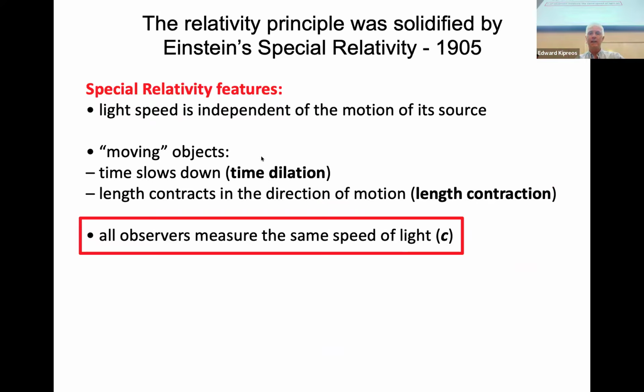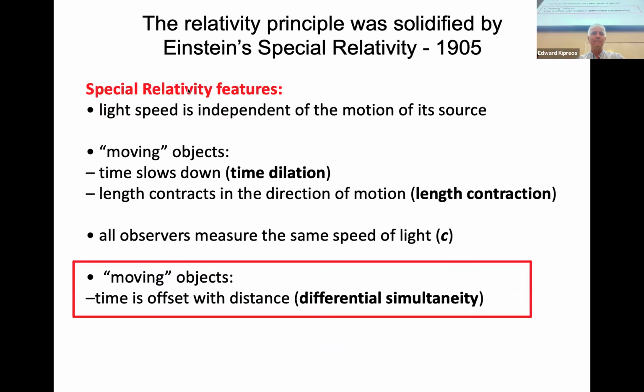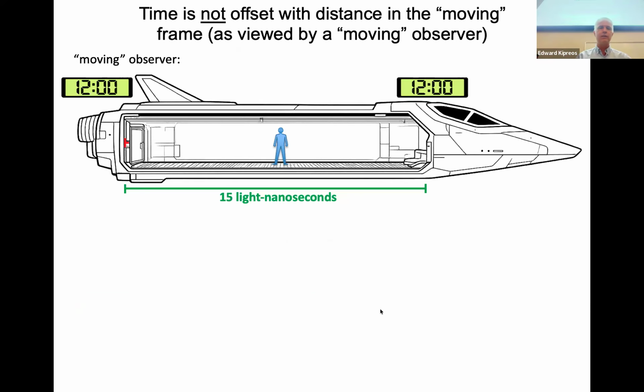Okay, there has to be another feature of special relativity that's going to cause this, and that is that for moving objects, time is offset with distance in the moving frame, and we're going to call this differential simultaneity. Okay, so this is the way it's going to work.